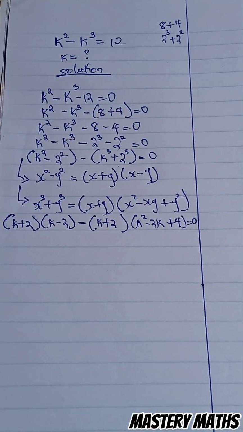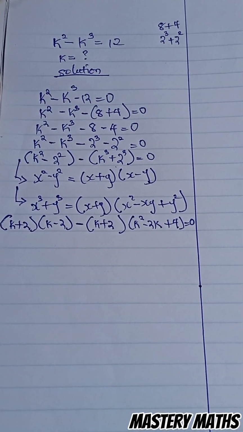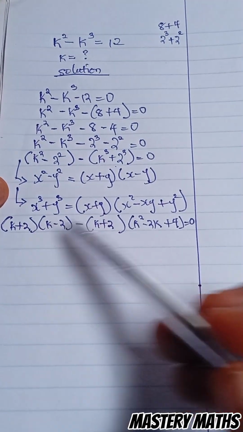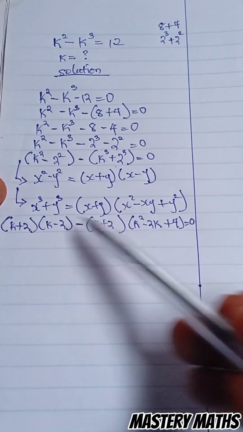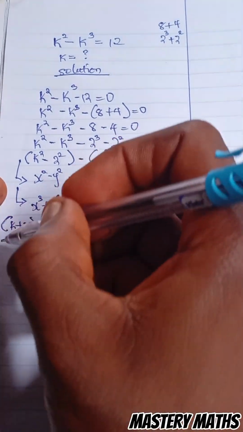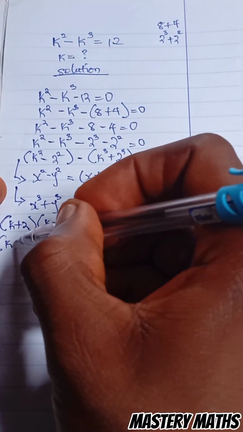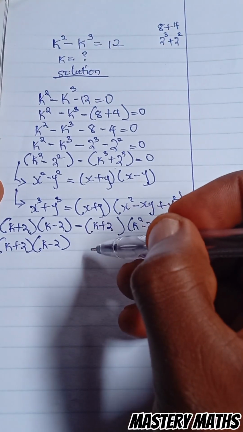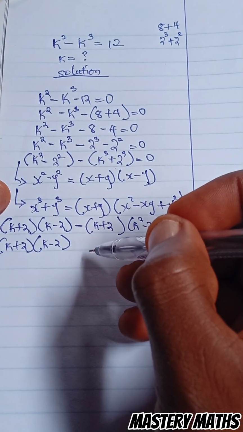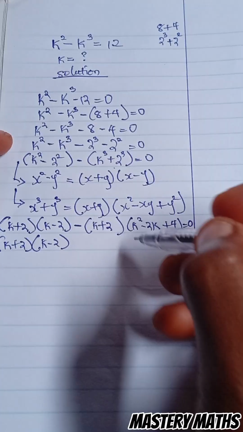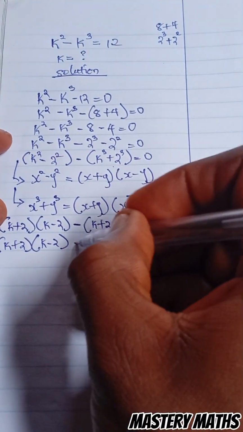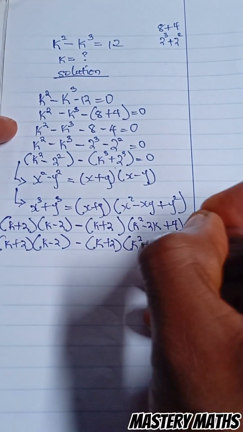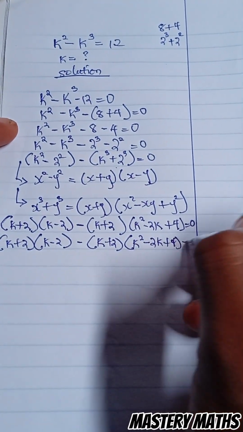You close your bracket. And after that, what should we do? Now, if you watch, we have the same coefficient here, the same brackets. They are almost the same thing. Now, we're going to factorize one of them, these two. We'll bring these two down, which is our k plus 2, and you have your k minus 2, which will close the bracket. Now, we'll bring down this one, which is your minus. We have your k plus 2 and your k squared minus 2k plus 4 equal to 0.